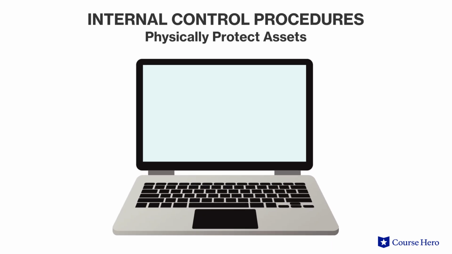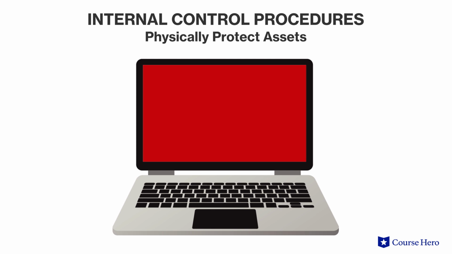Procedure number 4, physically protect assets. In this procedure, we focus on restricting the access to assets or information to those who need it, thereby limiting unnecessary, unrestricted access to everyone else. This may include using a safe to store valuables such as cash or jewelry, or restricting access to systems and information using passwords and firewalls.